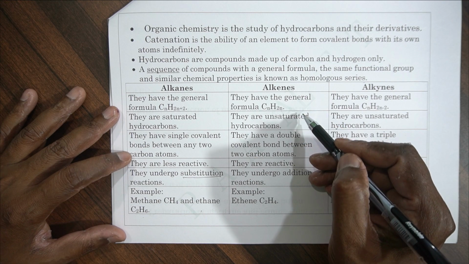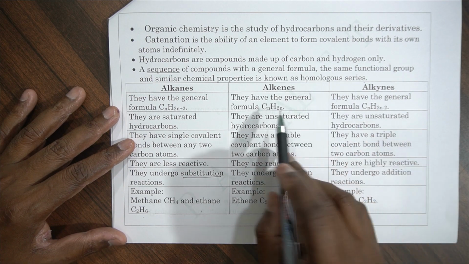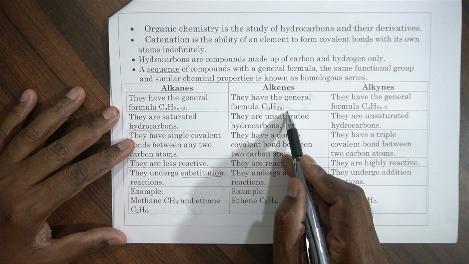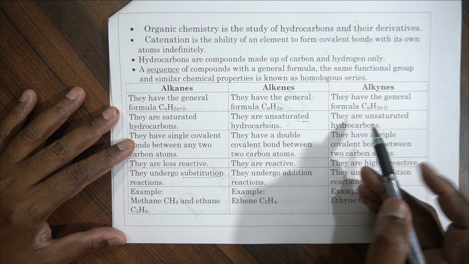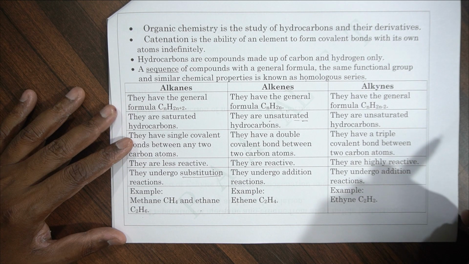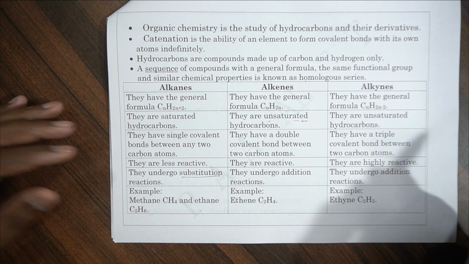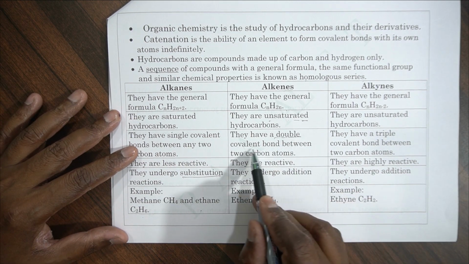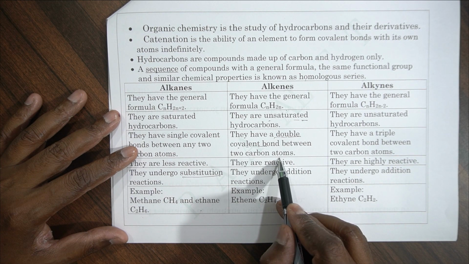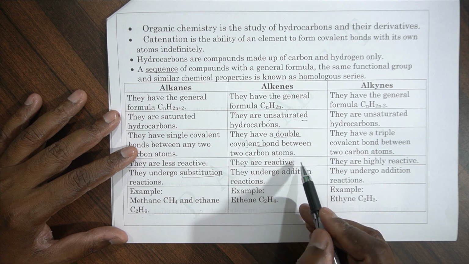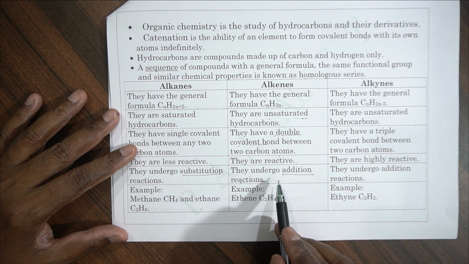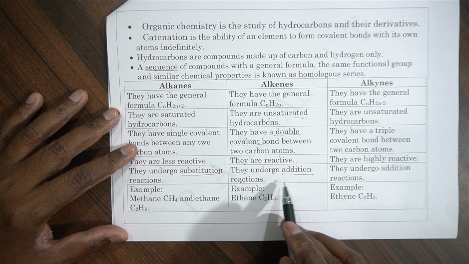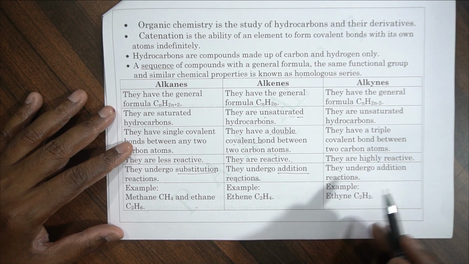Alkenes is another homologous series of hydrocarbons. The general formula is CnH2n. They are unsaturated hydrocarbons because they do not have sufficient number of hydrogen atoms to satisfy the valences of carbon, and they have a double covalent bond between 2 carbon atoms. Because they are unsaturated, they are reactive, and addition reactions happen. Example, ethene.